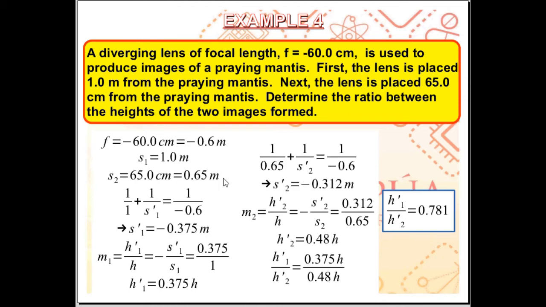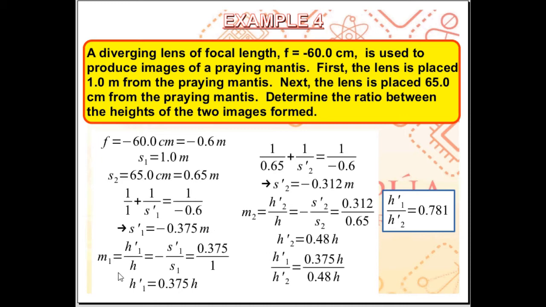or 0.65 meters. Using our equation for image formation, 1 over S plus 1 over S prime is equal to 1 over F. For the first case, we have 1 over 1 plus 1 over S1 prime is equal to 1 over negative 0.6. We are able to calculate S1 prime: negative 0.375 meters.